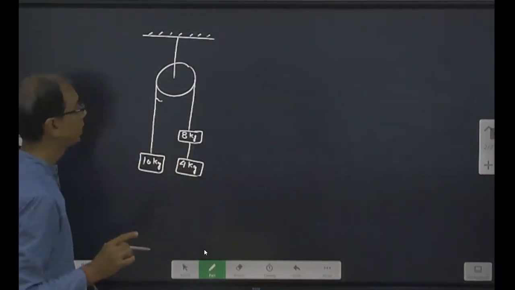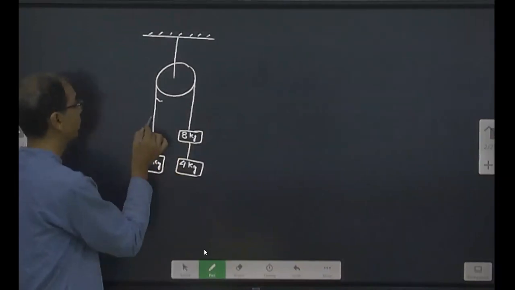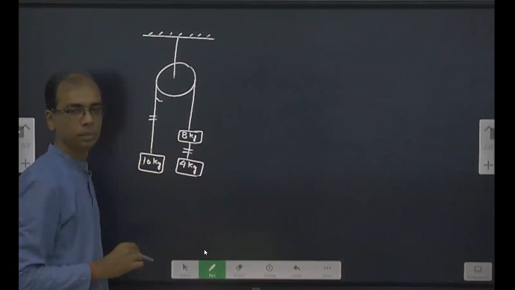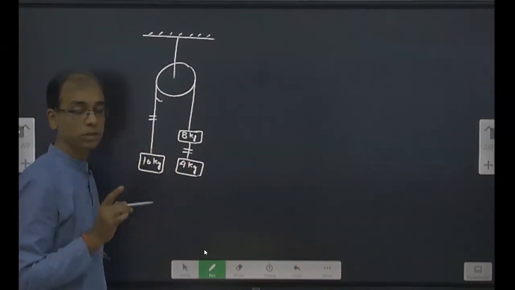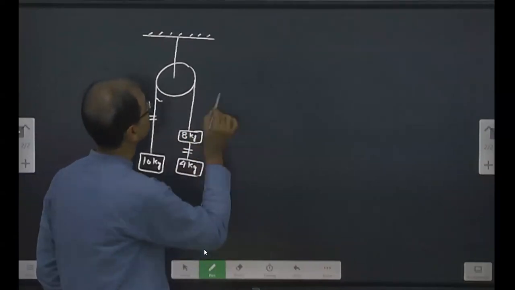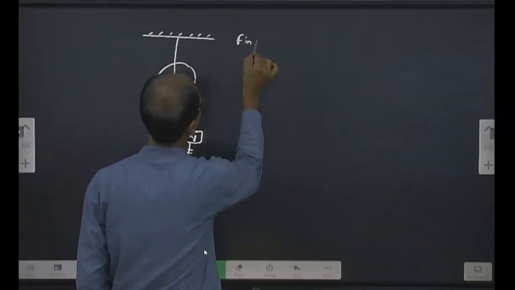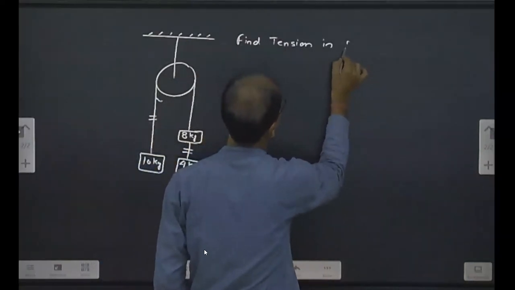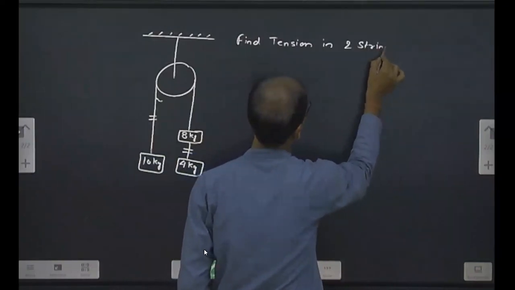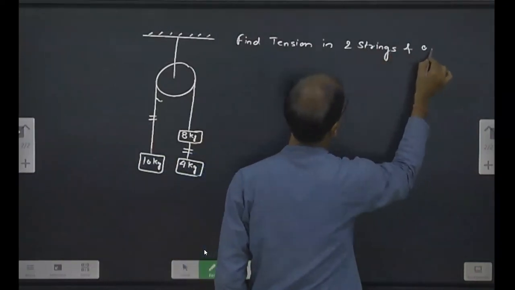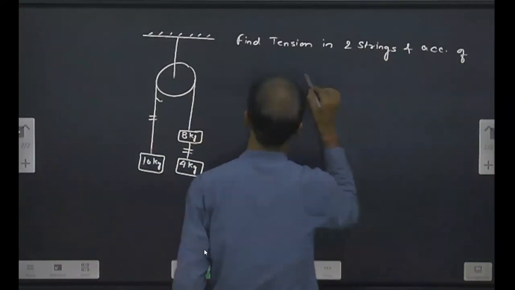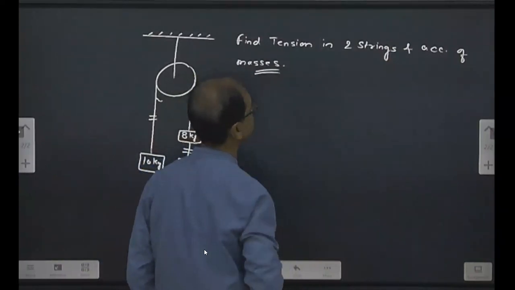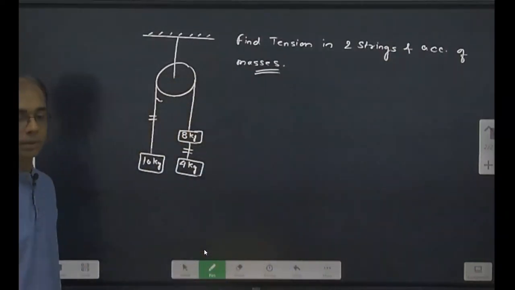Okay. Now in this one, there are two strings. One is this one. Another one is this one. So now two tensions are there. So our question is, find the tension in two strings and acceleration of masses. That's our question. So note it.